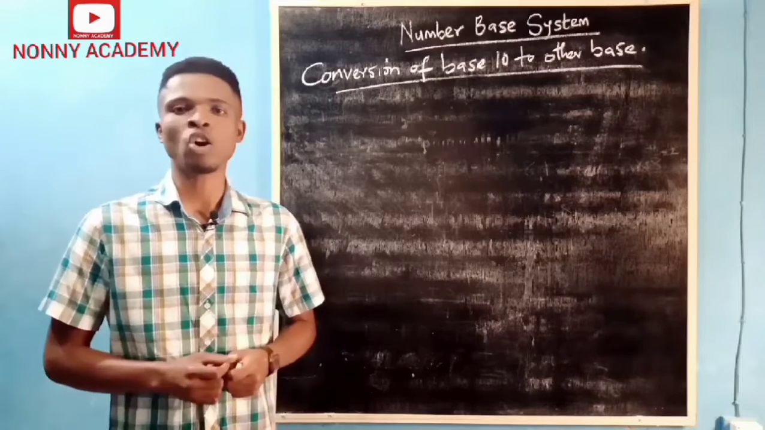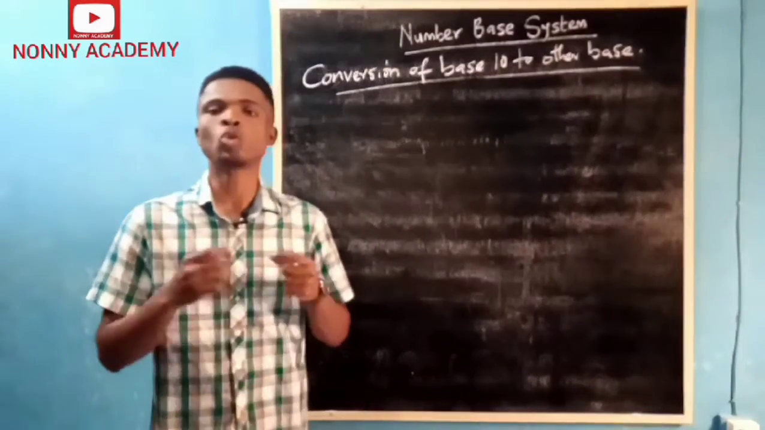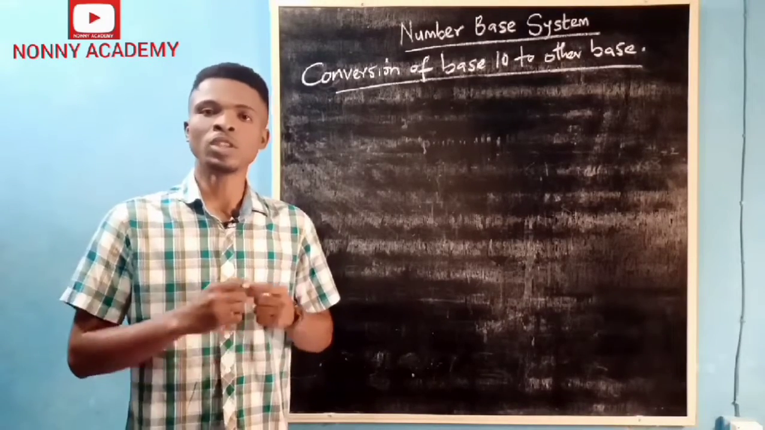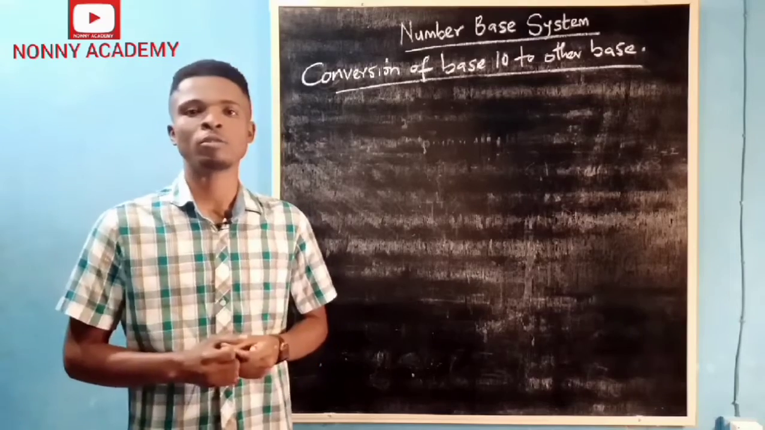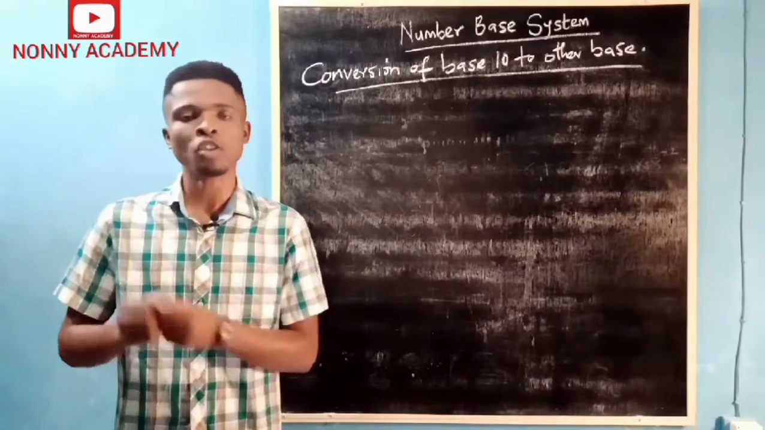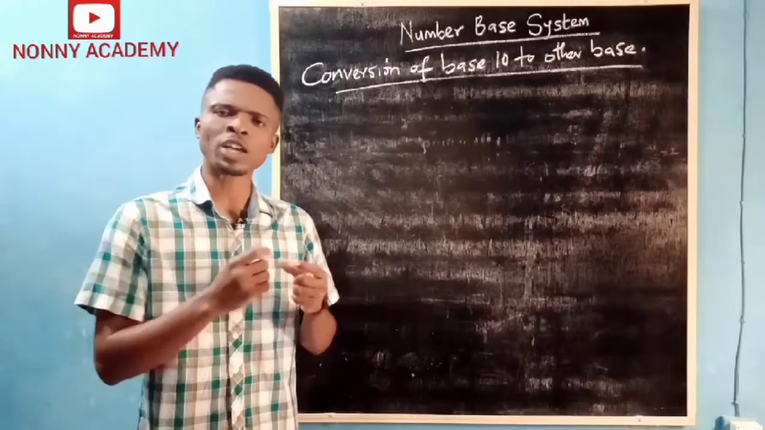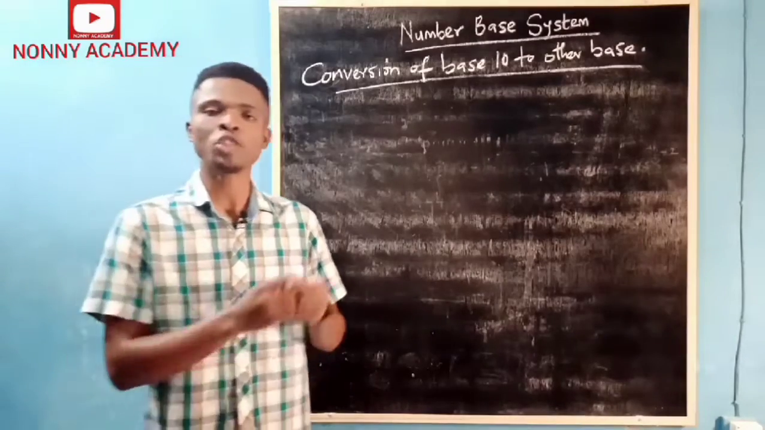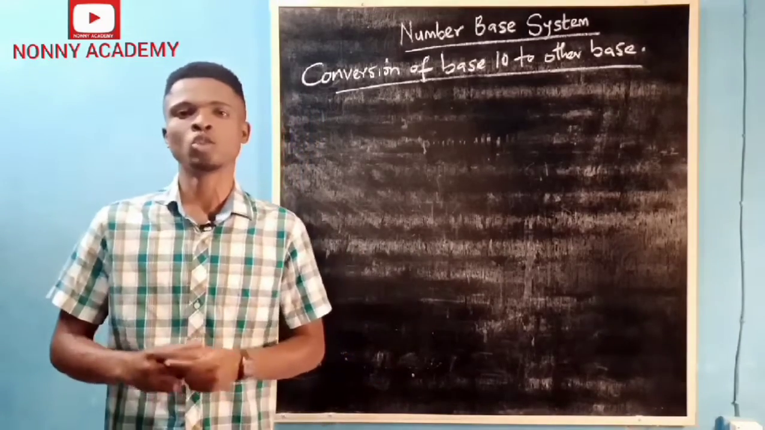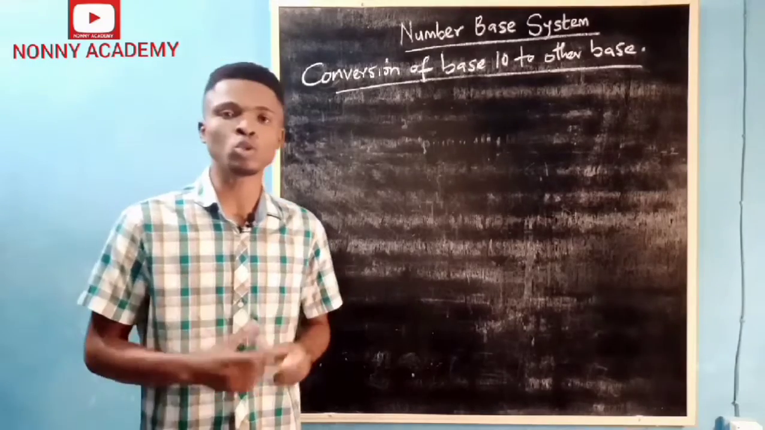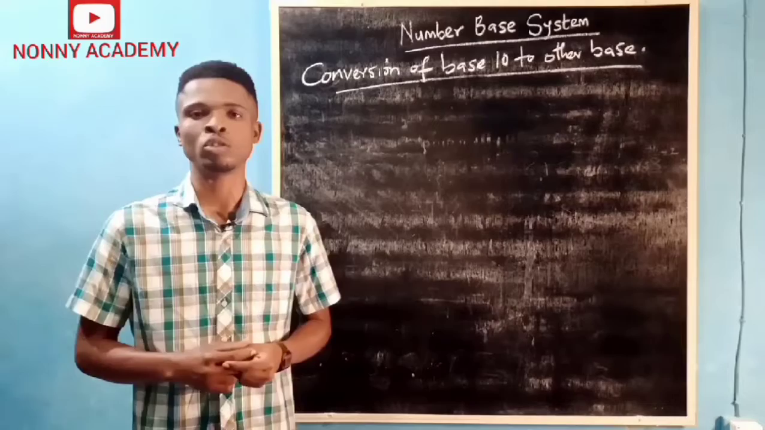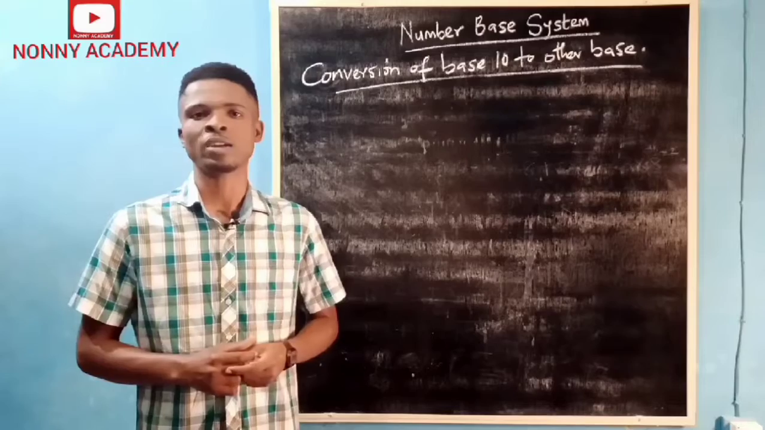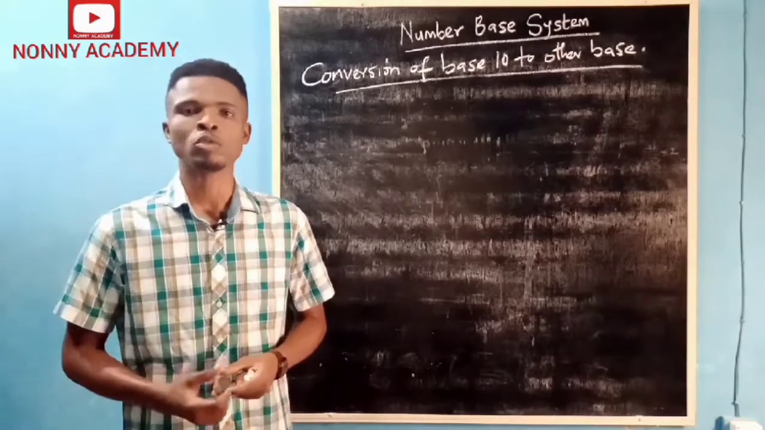Today I'll be taking you guys through the conversion of base 10 to other bases, which is a subtopic in number base systems. This is the process of changing a number from base 10 to a number in another base. For example, if you are given a number in base 10 and asked to convert to a number in base 2, or a number in base 10 and asked to convert to base 8, all we need to do is use the successive division method to solve such problems. And at the end, we read all the remainders as the answer from the bottom to the top.